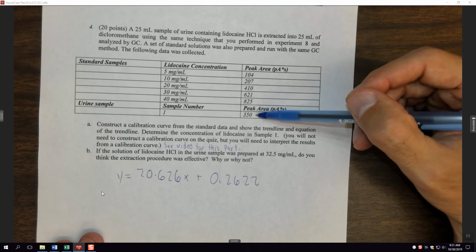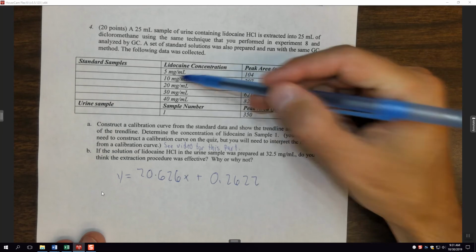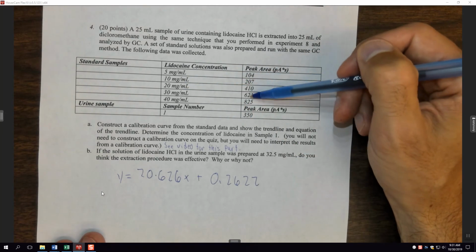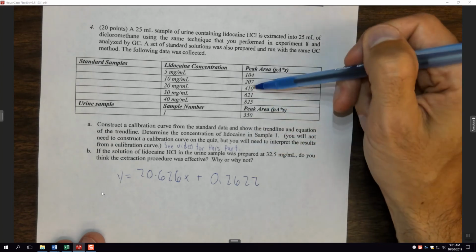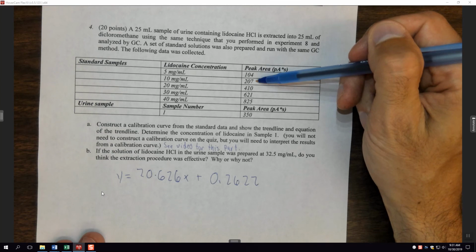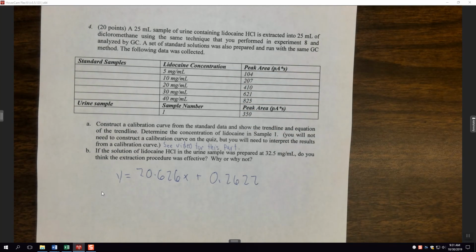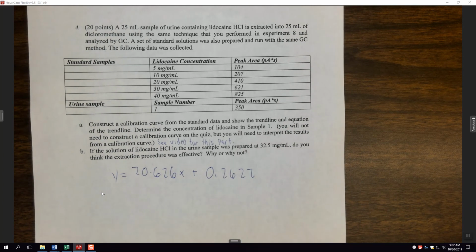Well, the peak area should be, this is 207, this is 410, this is 350, somewhere between 10 and 20 milligrams per milliliter, slightly closer to 20 milligrams per milliliter, because 350 is slightly closer to 410 than it is to 207. So therefore, we expect it to be between 10 and 20, closer to 20. Well, if it's 32.5 milligrams per milliliter that we started with, the extraction is not very effective, right? Because we have not extracted all of the lidocaine in the urine sample.